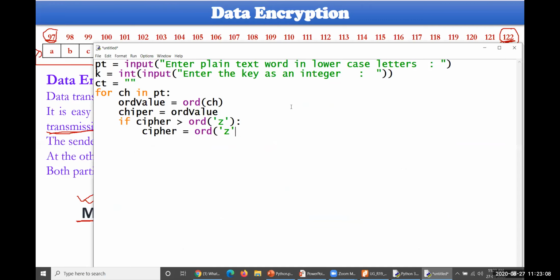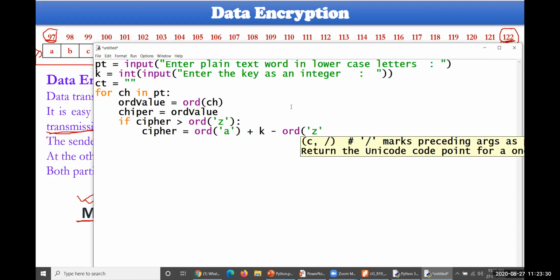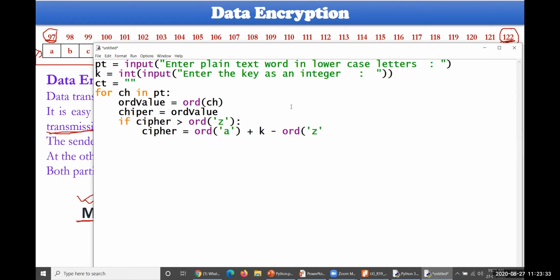So the cipher value will be the order of A plus, whatever the key you have taken, minus the order of Z, because Z is the final character of that list. So order of Z minus the order value plus one. This is how you have to convert, so Z will be there in your final text, and that will be converted something like this.